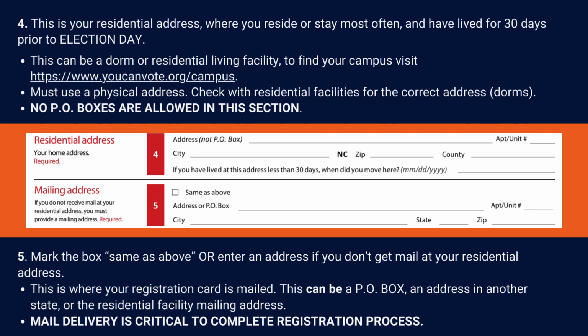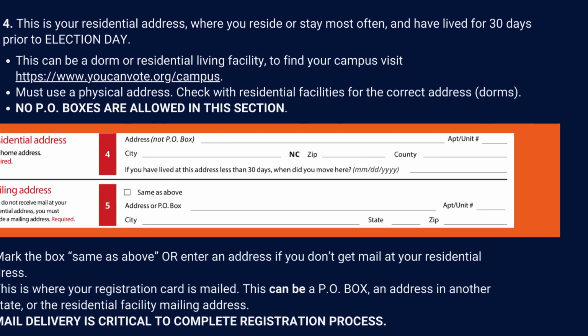Your mailing address is a place where you can reliably receive mail. Check the same as above box if your mailing address is the same as your residential address. If not, please provide the address where you can reliably receive mail. The Board of Elections will verify your registration through the mail, so make sure this information is correct. If you are a student and need to find your campus address, please visit www.youcanvote.org/campus.